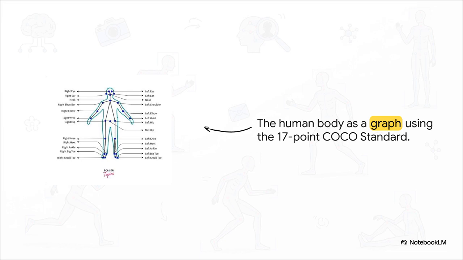And that brings us to the core anchor for our entire explainer, treating the human body as a graph based on the 17-point COCO standard. What you're seeing here is exactly that. The nodes are the 17 anatomical joints, and the edges are the skeletal limbs connecting them.